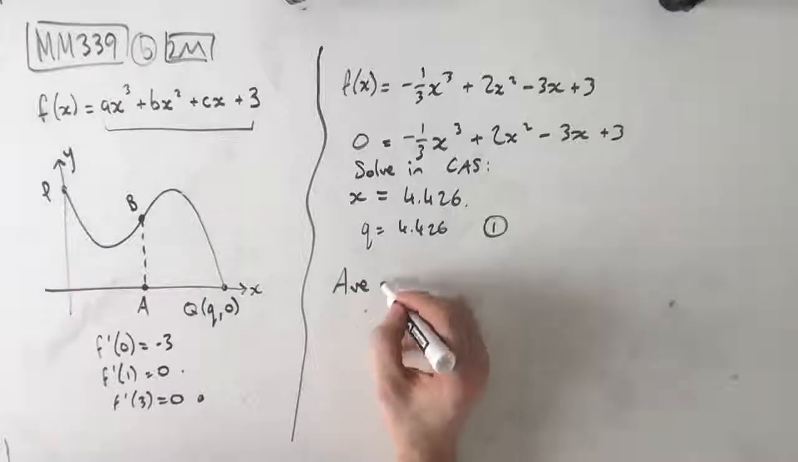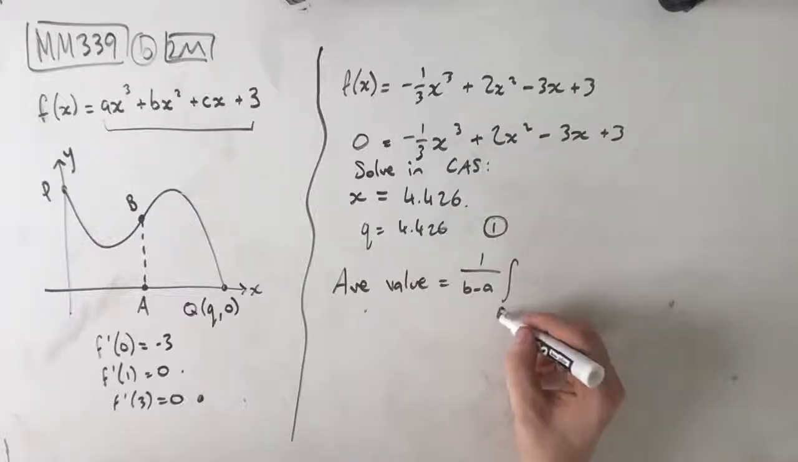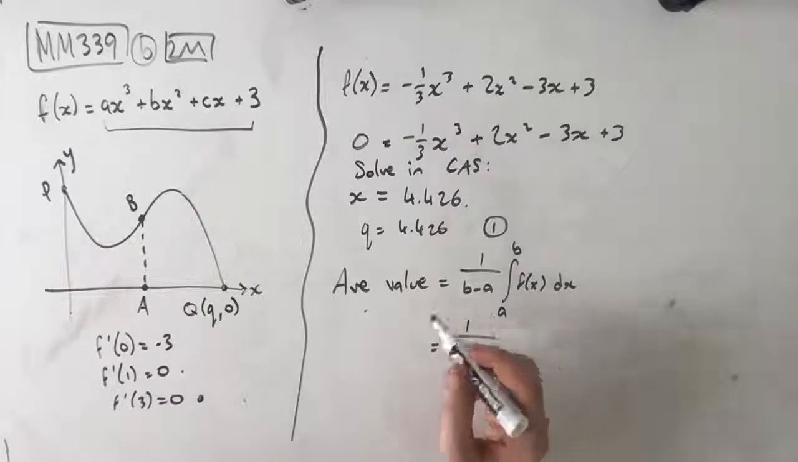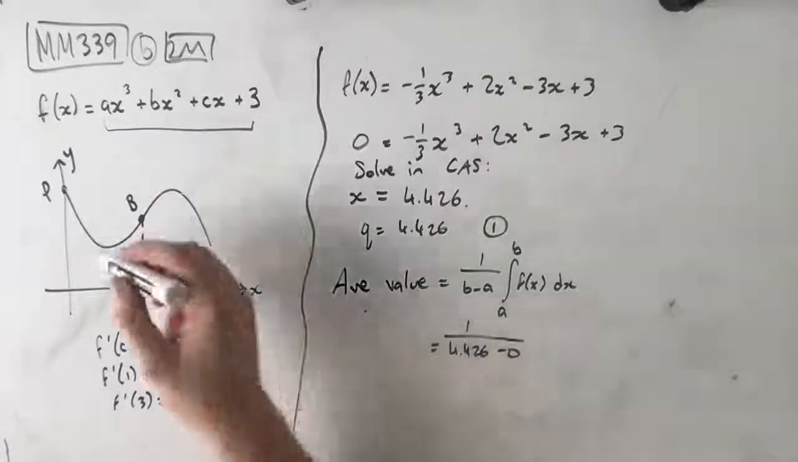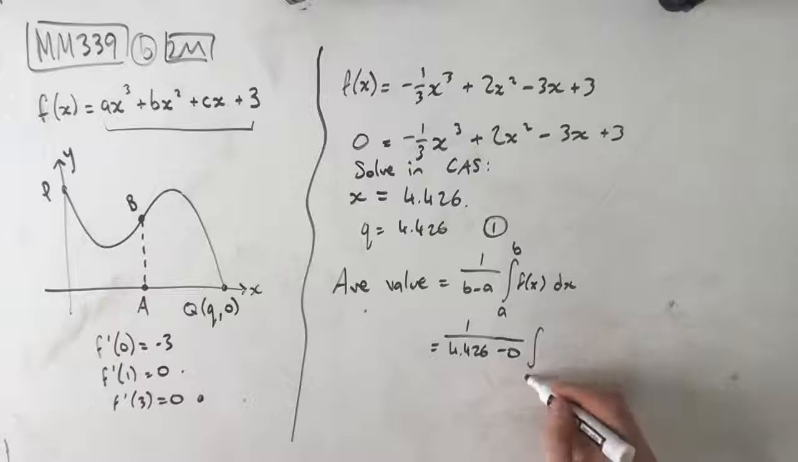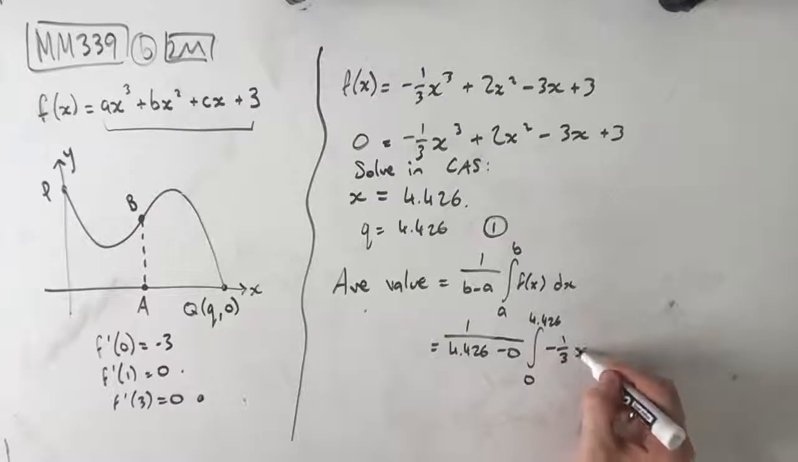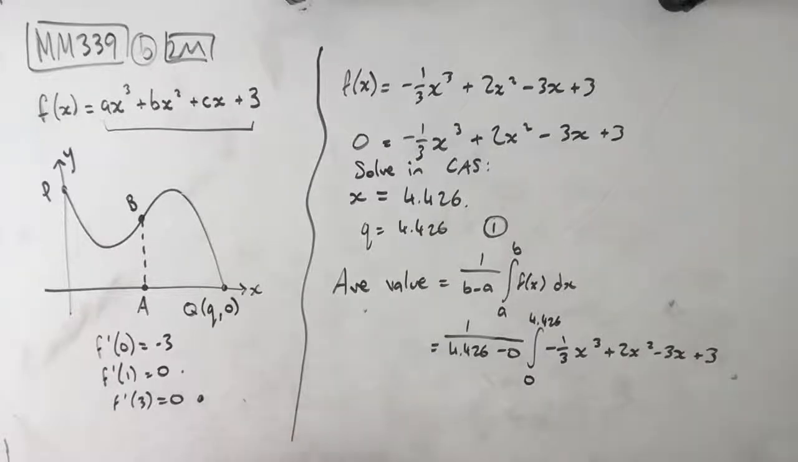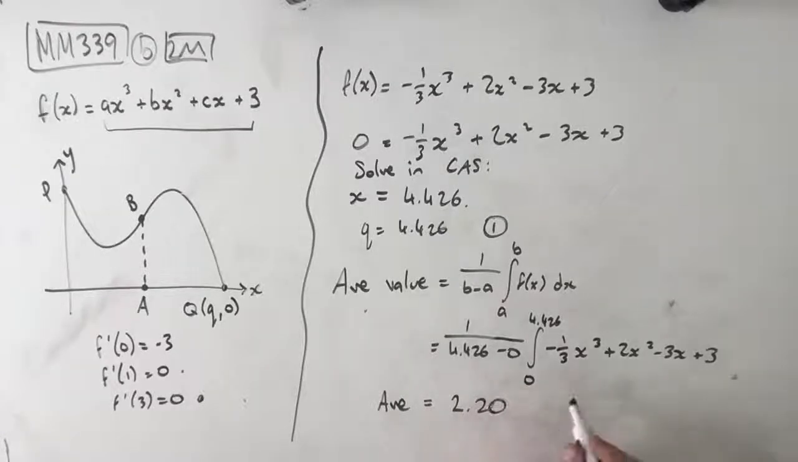Now, how do we find average value? We use our average value formula. So average value is equal to 1 over b minus a times the integral of a to b of f of x dx. So 1 over 4.426 minus 0, because that x value there is 0, multiplied by the integral from 0 to 4.426 of f of x, which is negative 1/3 x cubed plus 2x squared take 3x plus 3. Awesome. And then we can chuck this in our calculator, and what happens is we get our average value of 2.20, which is correct to 2 decimal places as required, and that's our final answer.